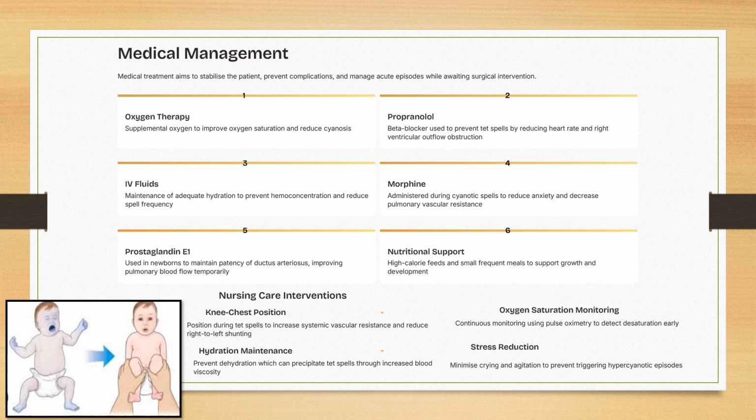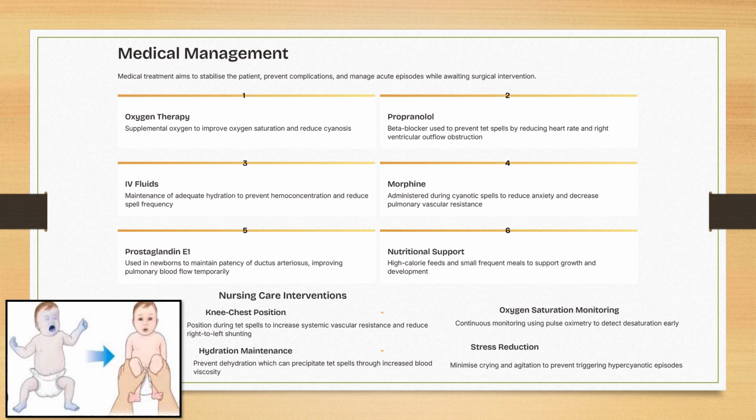Then IV fluid should be administered to maintain adequate hydration. Then morphine can be administered, especially during cyanotic spells, to reduce anxiety and decrease pulmonary vascular resistance. Then prostaglandin E1 can be used, especially in the newborn. It will help to maintain the patency of the ductus arteriosus.